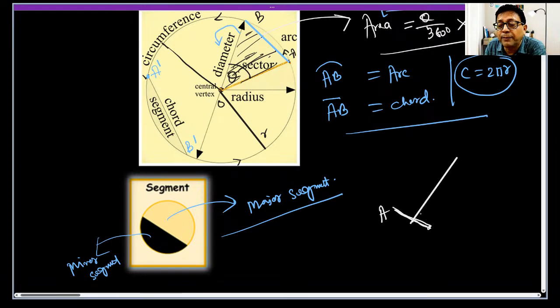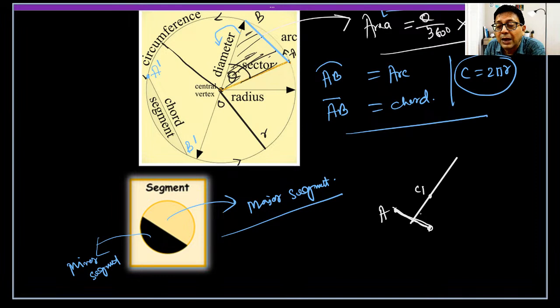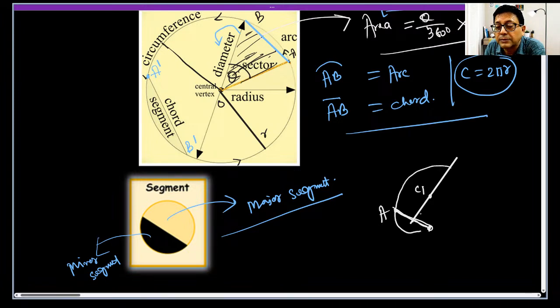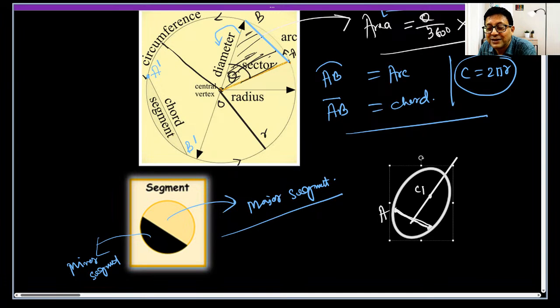A and B are 2 given points. Okay. Take a point C here, C1 here, and then by taking C1 as the center, a circle can pass through these 2 points. Oh my God, this is not a circle. This has taken the shape of an ellipse.